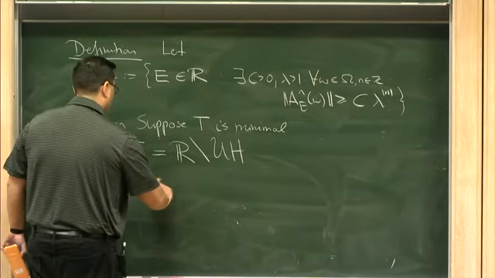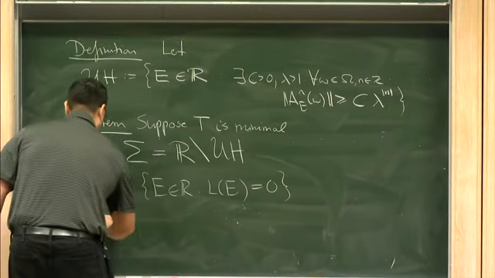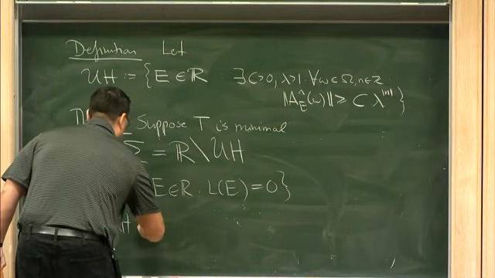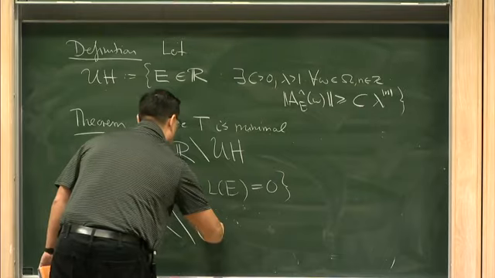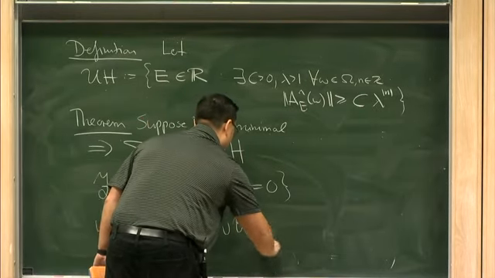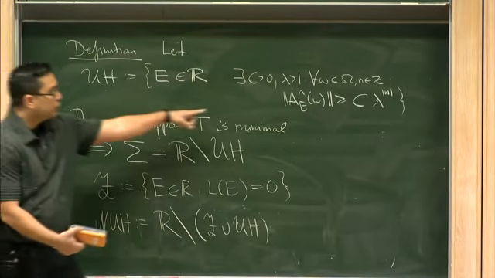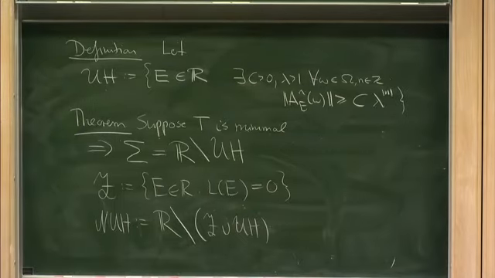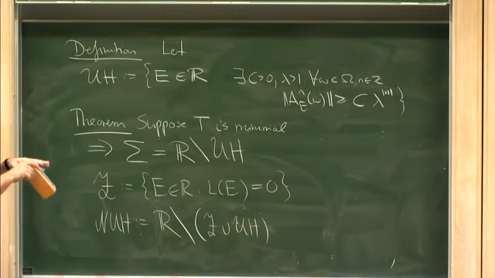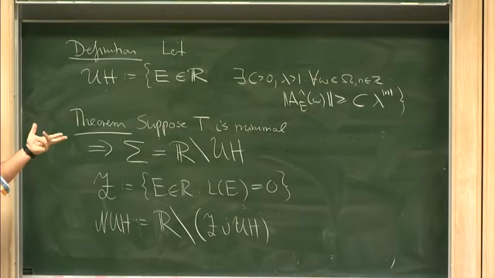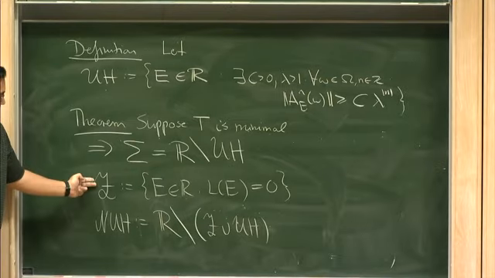So Z are the energies in R so that L of E is 0, and NUH, for non-uniformly hyperbolic, is basically everything else. So it's R minus Z union UH. Those are the energies where the Lyapunov exponent is positive, and yet you don't have this uniform exponential lower bound. Okay, good. So this partitions the real line, consisting of all real energies, into three parts, Z, NUH, and UH. At least under minimality assumptions, you know that the spectrum really is the union of Z and NUH.